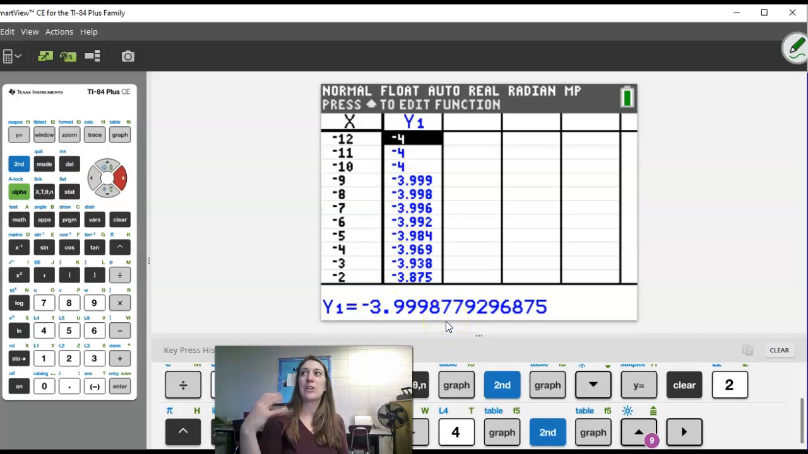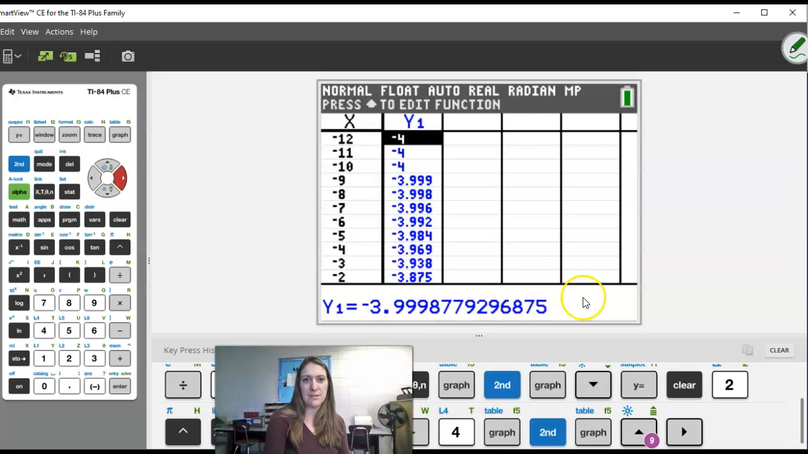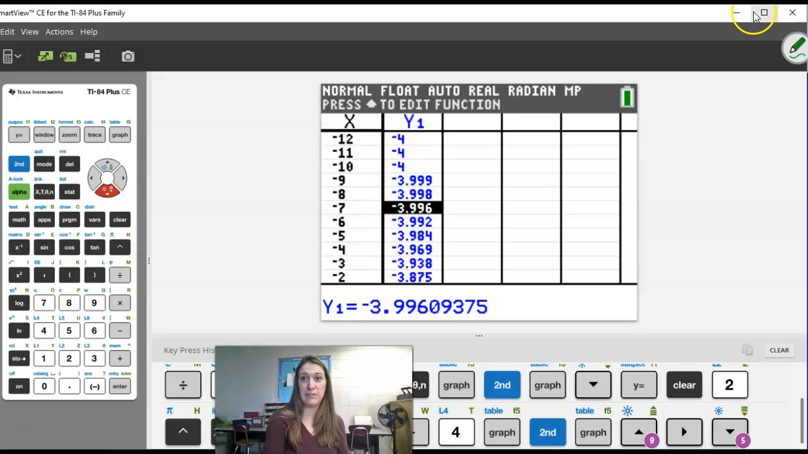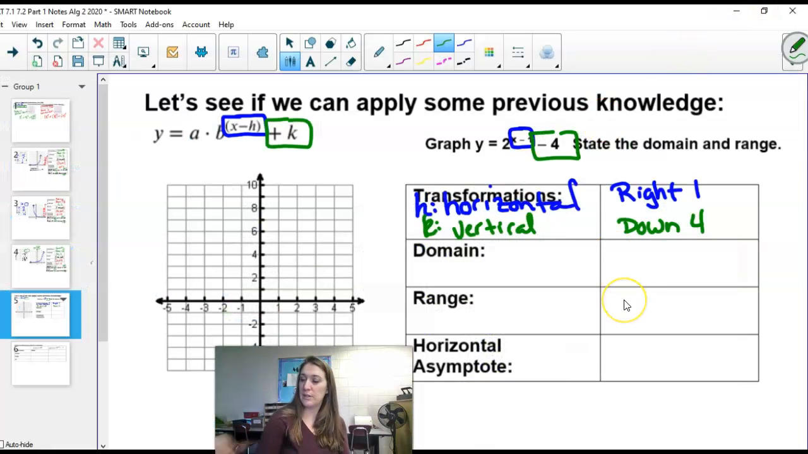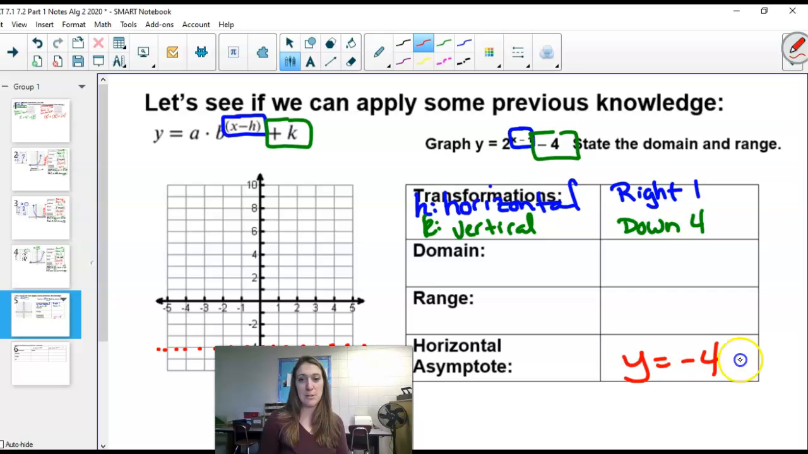So your calculator ends up truncating and rounding because it runs out of pixel space. But I do see that down 4 shift. Okay, cool. So what that tells me is the asymptote, instead of being at 0, is now going to be down here at negative 4. I'm going to fill that in right now. So y equals negative 4 is the new asymptote.